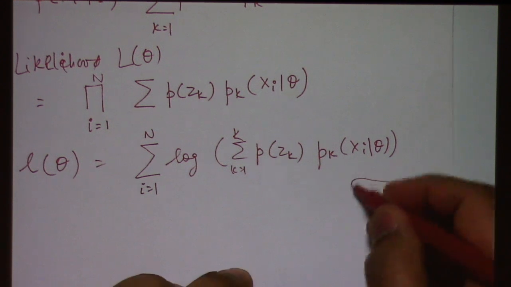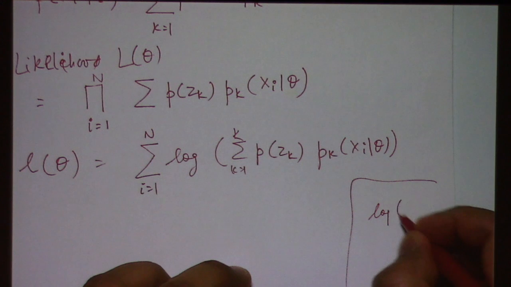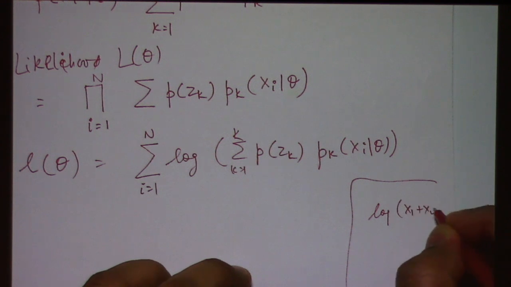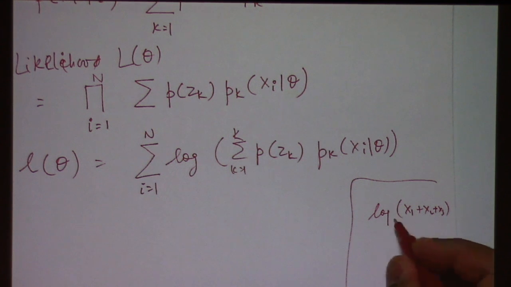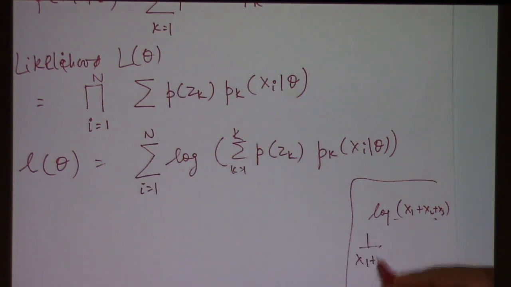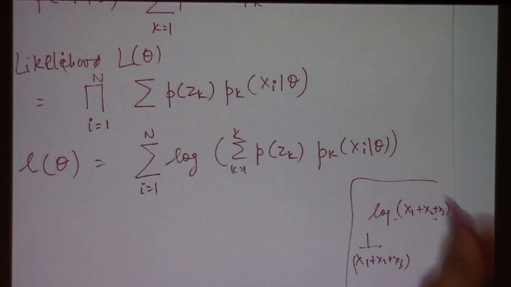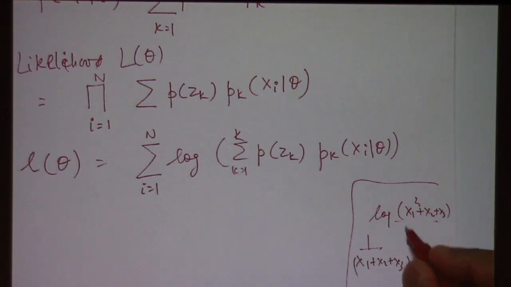Because if you think about it, if you have log and then you have x1 plus x2 and so on, if I take a derivative with respect to, let's say, x1, I will first take the derivative of this. It will be 1 over x1 plus x2 plus x3. That is more complicated than that, right? And then the derivative of this part.